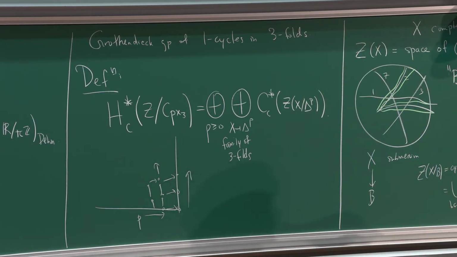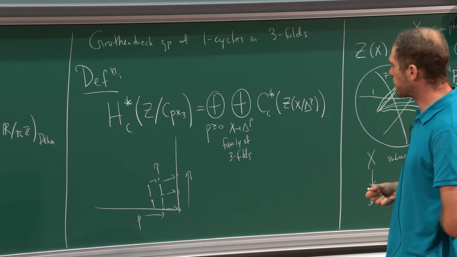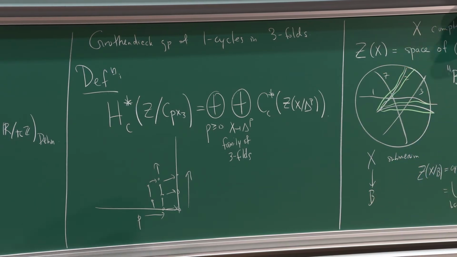this way. What is Z? Z is the space of cycles. It's relative. So X over Δp is a family, and Z of X over Δp is the space of cycles. This is the family of complex cycles. It's analytic in a neighborhood.